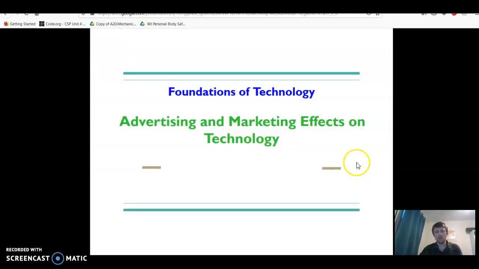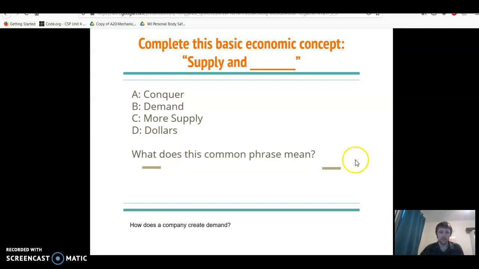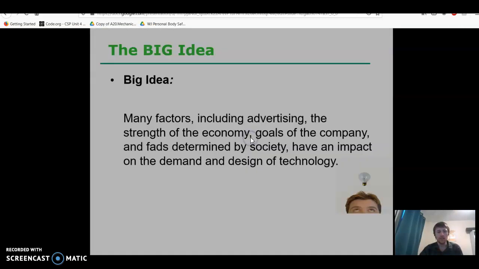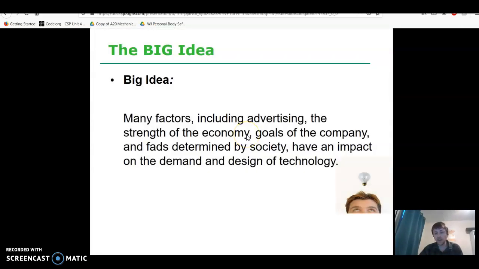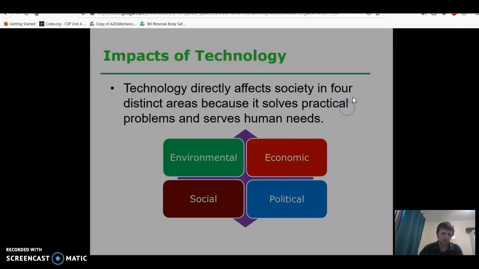From there, we go on to talk about advertising and marketing. Exciting stuff. So of course, we are talking about supply and demand, and ultimately there's many factors that factor into how well you can sell something. There's advertising, but there's also just the general strength of the economy, goals of your company, fads. All of these things kind of work together to ultimately result in your goods being very popular or not, selling well. So this is something that is a complex equation for you to figure out with many, many things going on.